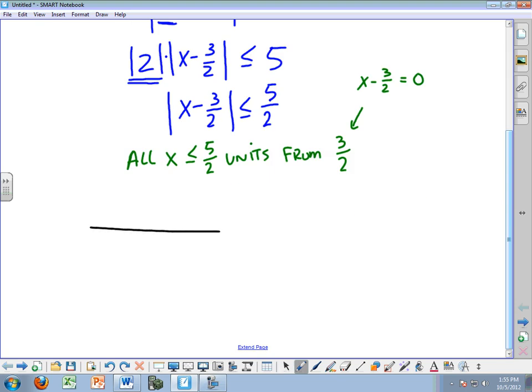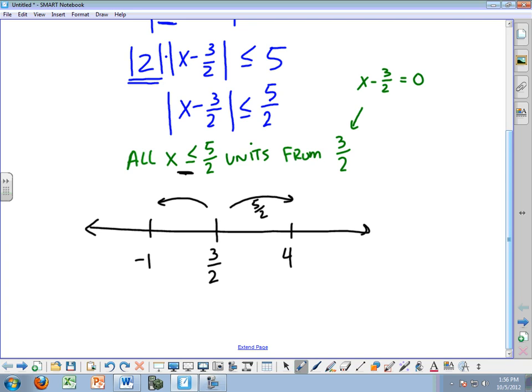Well, if we graph what we've actually written, we see that all values of x less than or equal to 5 halves units from 3 halves. That means we want to go a distance of 5 halves in both directions. To the right, we would end up with 8 halves, or 4, and in the opposite direction, we would end up with negative 2 halves, or negative 1. And we're looking for all the values that are less than or equal to that, so that means we want the ones that are closer to our center.